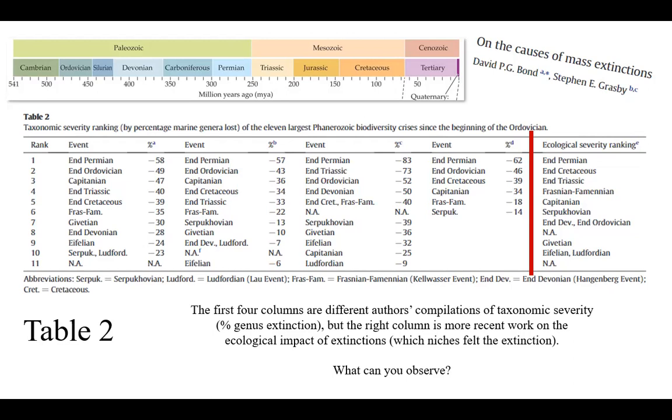What else? Not quite as severe, but the end-Triassic kind of has the opposite effect, or it's much lower through most of the genus measures. Fourth, or fifth, or, oh, second, but not right. And then third for ecological severity. And it didn't make much of a dent in the Sepkoski curve in the 80s.